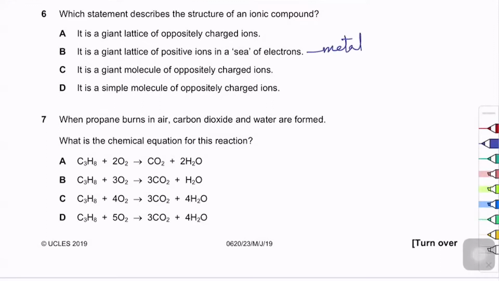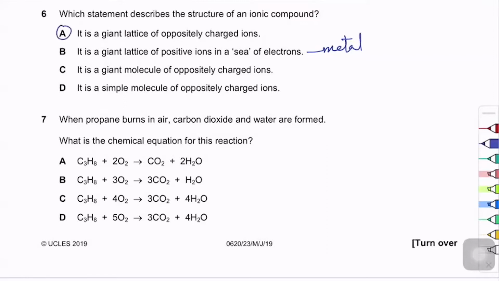It is a giant molecule of oppositely charged ions. Giant molecule of oppositely charged ions. What is this? It's nothing. That doesn't even make sense. It is a simple molecule of oppositely charged ions. No, because ionic compounds have oppositely charged ions. Yes, but they're in a giant lattice. So answer is going to be A.